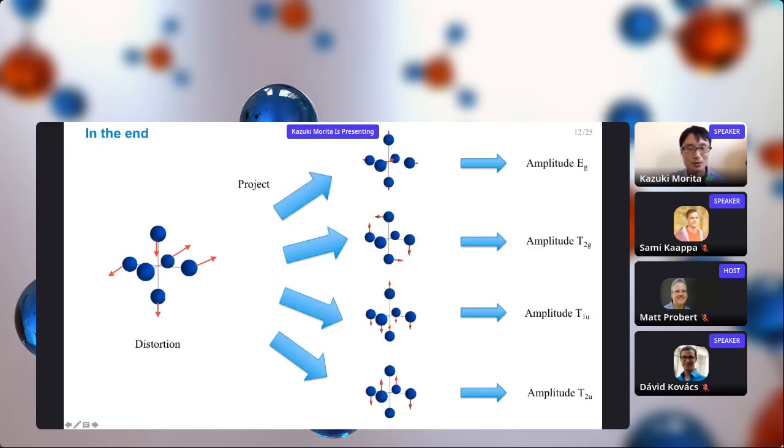Just to sum up what we made, let's say there was a distortion like this, we would prepare different basis sets. If this was the Eg basis set, we would have 2, if it was T2g, we would have 3. And we use this averaging to obtain a single scalar value. In the case of octahedra, removing rotations and translations, we would get a 4-dimensional vector, of size 4.